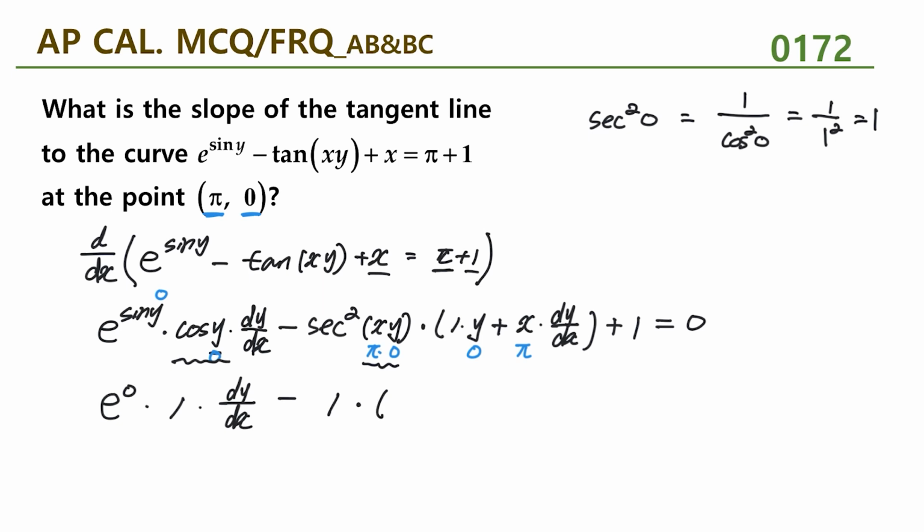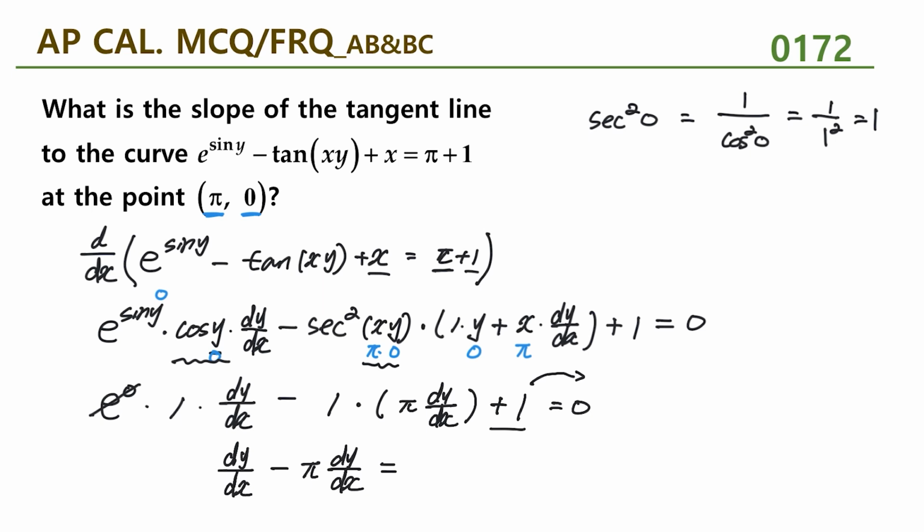Here we have pi times dy/dx. So pi dy/dx plus 1 is equal to 0, right? So e to the 0, that's 1. So we have dy/dx minus 1 times pi, that's pi dy/dx. Let's say this is equal to, I'm going to move this term to the right hand side, so that's going to be negative 1, right?